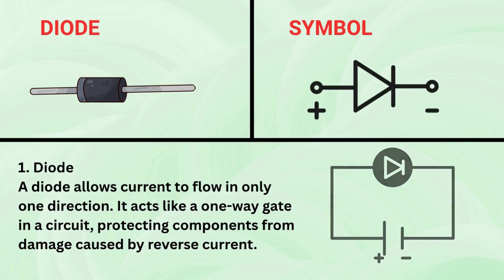One, diode. A diode allows current to flow in only one direction. It acts like a one-way gate in a circuit, protecting components from damage caused by reverse current.